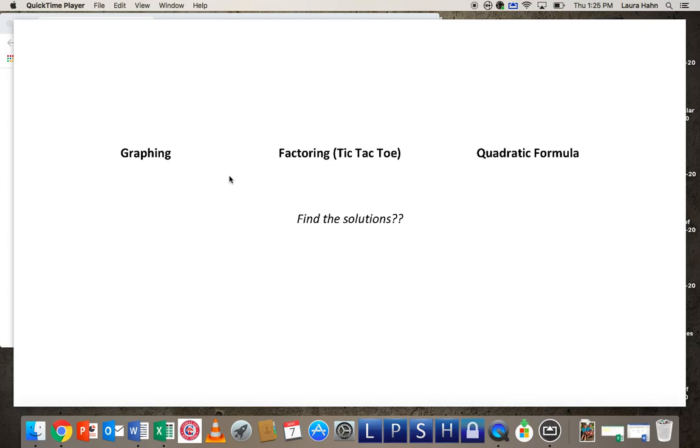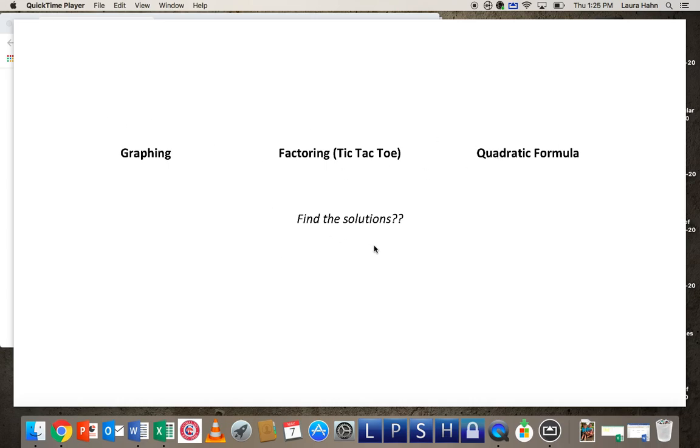Okay guys, today we're going to put solving quadratics all together. So far we've learned different ways on how to solve a quadratic. We've done it by graphing, we've done it by factoring or the tic-tac-toe method, and we've done it using the quadratic formula. That was that long fraction formula. Okay, so we learned all these different ways, and all of them, no matter which way we did it, was asking us to find the solutions.